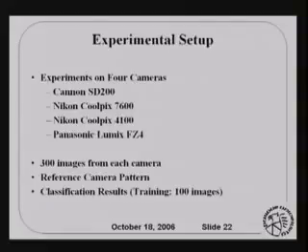So in our experimental setup, for the results I am presenting here, we have 4 cameras, and we captured around 300 images from each of those cameras. 2 of them were from the same company, Nikon, and then we have Canon and Panasonic. Then we find the reference pattern, as I told earlier. In the classification, we classify the rest of the images, which are separate from the training images. We trained on 100 images and tested on 200.